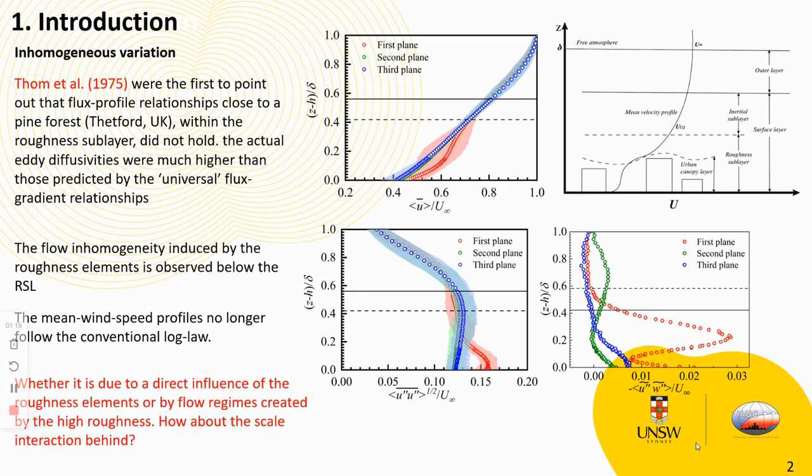And in our experiment, we also find the dispersive stress in the roughness sublayer is relatively larger than in other regions. So it means in this area, there exists a large inhomogeneity.